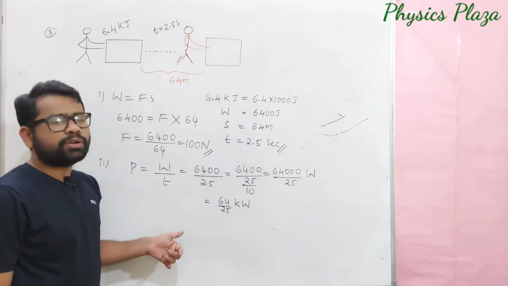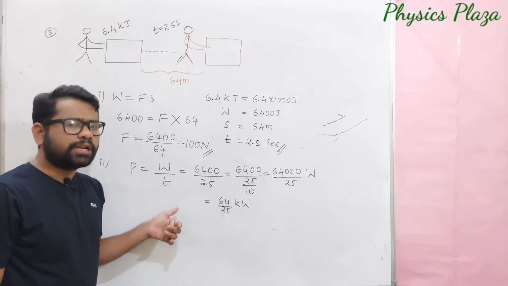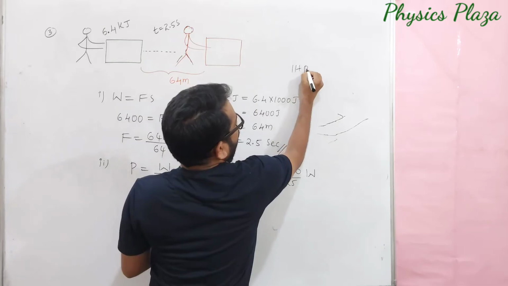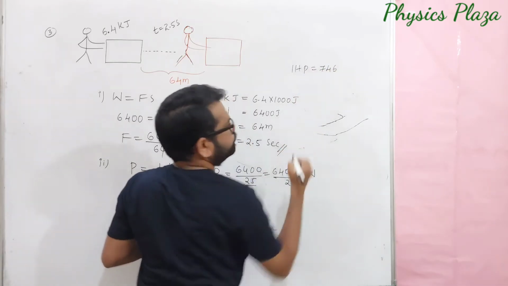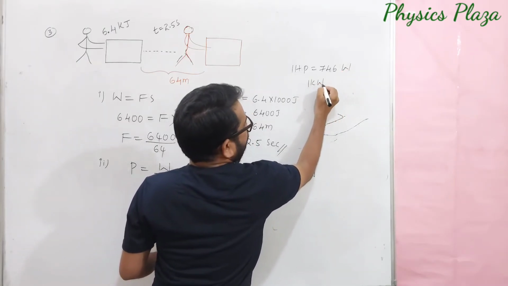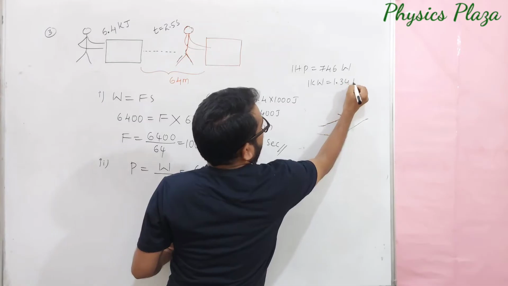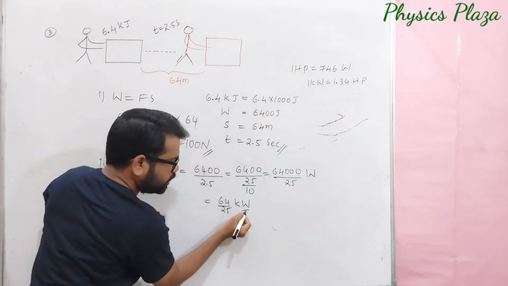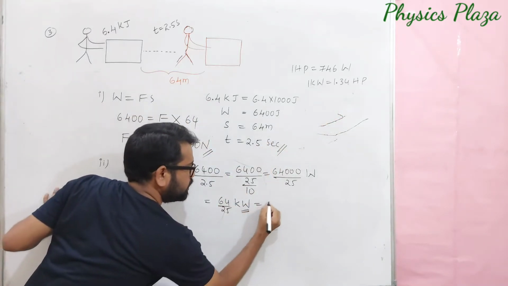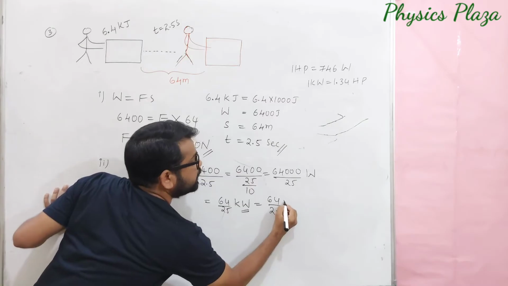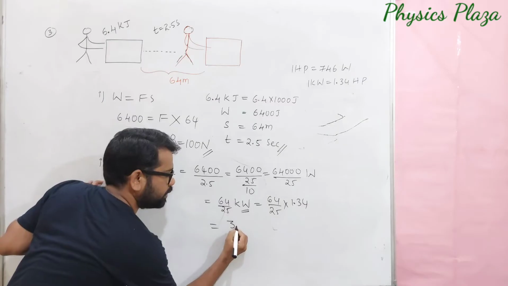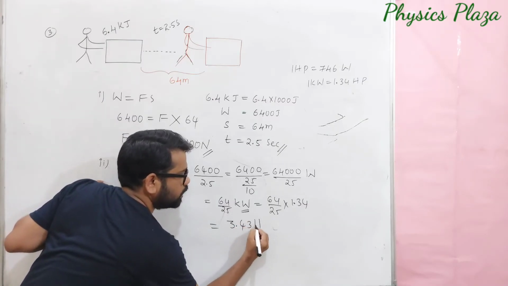Here what we have to calculate is the power in terms of horsepower. Children, we know that 1 horsepower is equal to 746 watt, whereas 1 kilowatt is equal to 1.34 horsepower. So in the place of kilowatt, children, we are going to substitute 1.34. So it will be 64 by 25 into 1.34. Solve this, and we get approximately 3.43 horsepower.